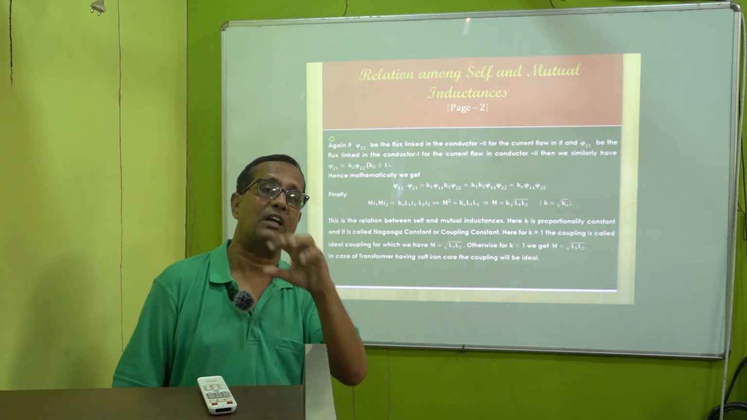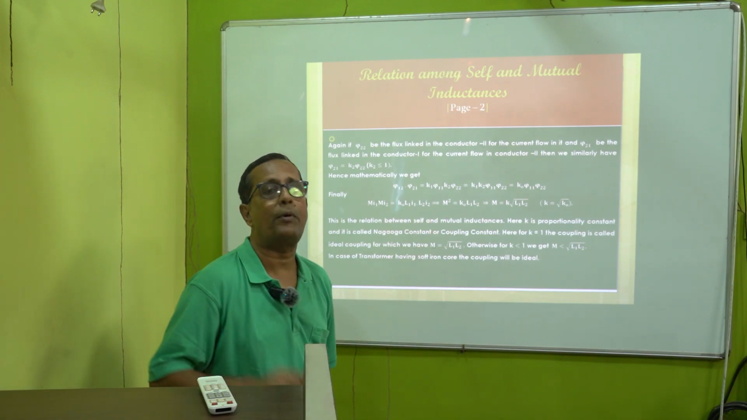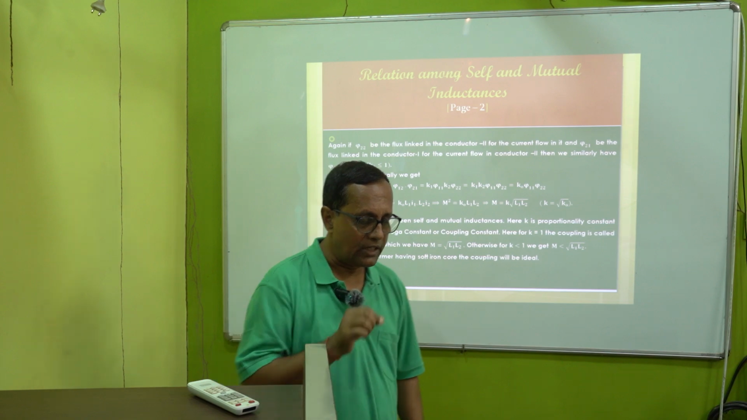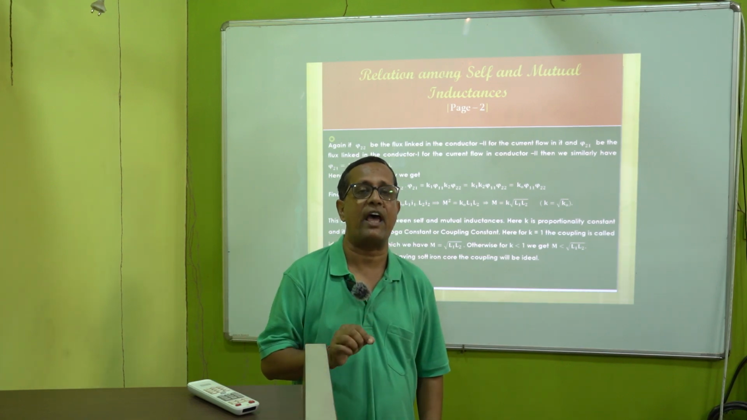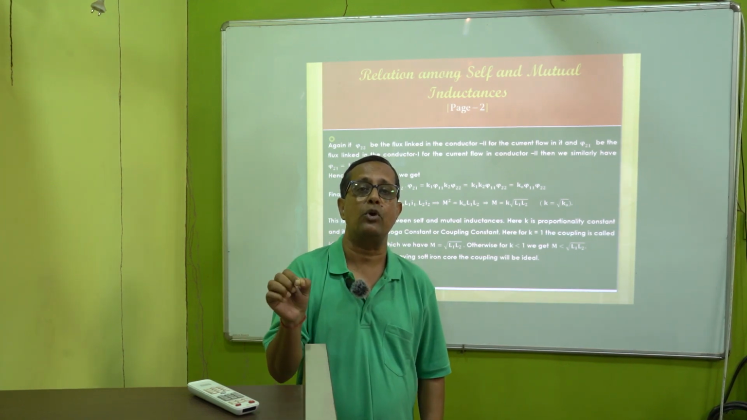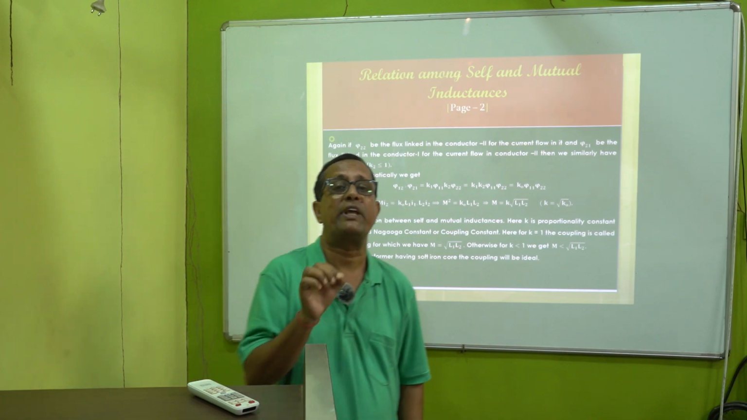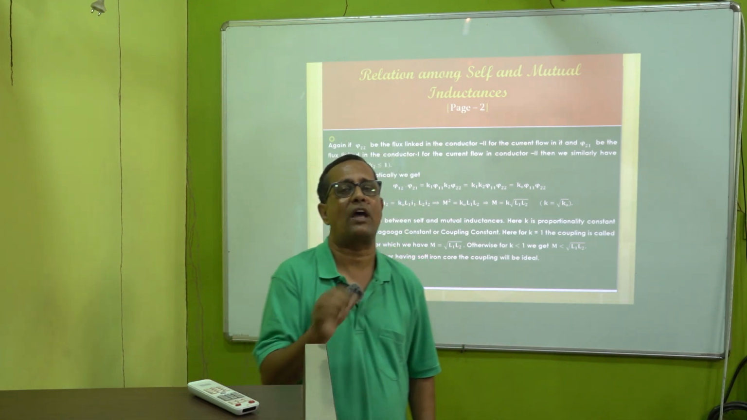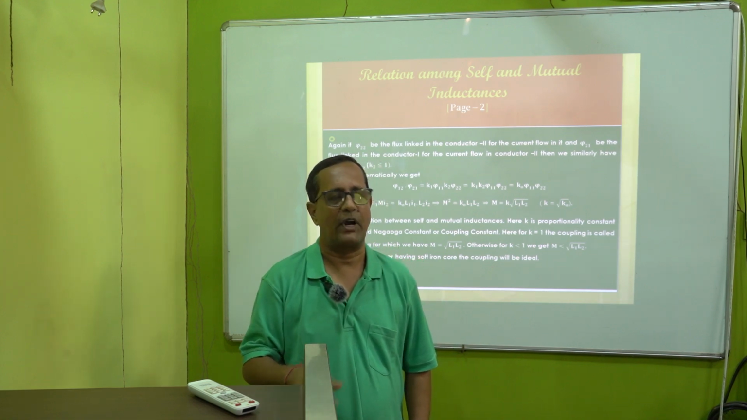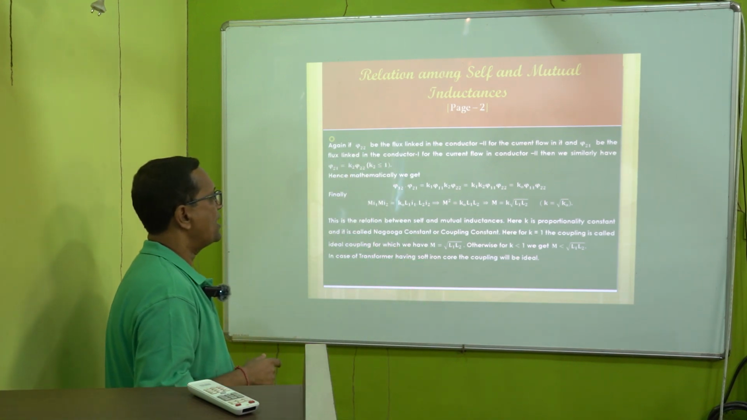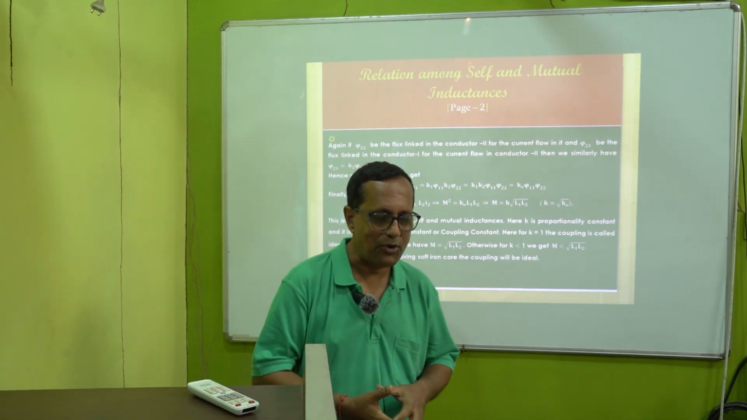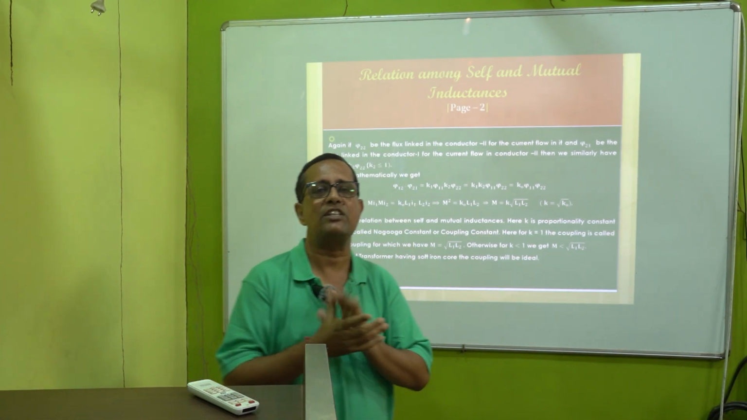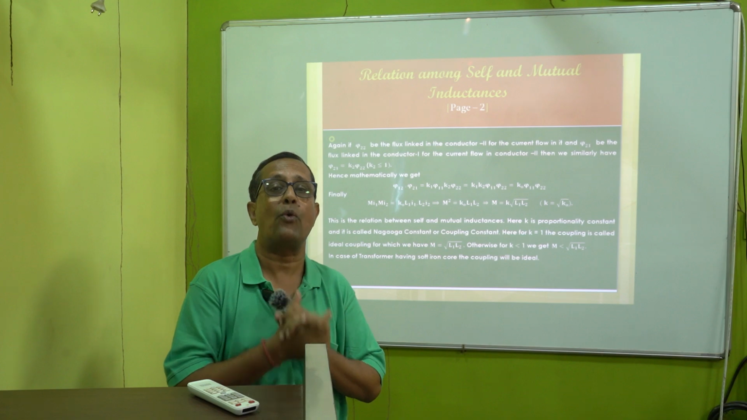And for ideal coupling, the relation is M is equal to root over L1 L2. So particularly for ideal coupling, the relation between mutual and self inductance is that M is equal to root over L1 L2, but in general M is equal to k root L1 L2, where k is less than or equal to 1. In the particular case of ideal coupling, k is equal to 1, but in general k is less than 1. Here this k is also called the Naga-Oga constant. Here it is a coupling constant, but this k is called the Naga-Oga constant, and it is one only for ideal coupling.